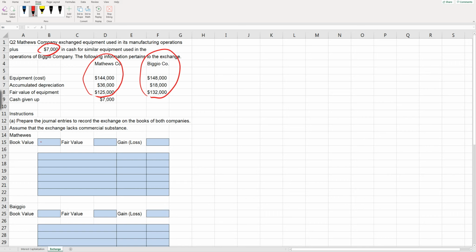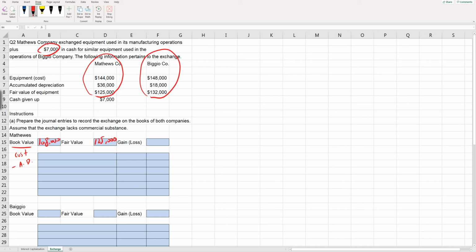So what's going to happen here is we're going to look at the book value of our original or old assets. We know the book value, right? Book value is the cost, right, minus any accumulated depreciation. So the book value in this case is $144,000 minus $36,000. So that's $108,000 book value. And the fair value for our old assets, which is given, $125,000.